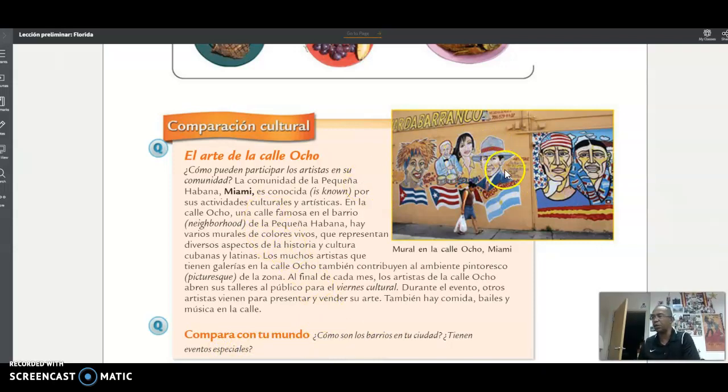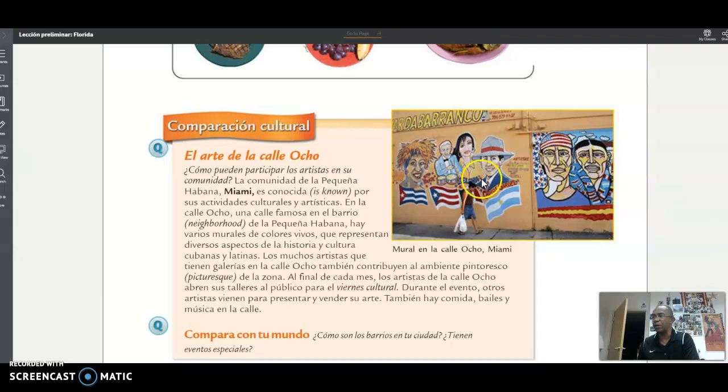So let's look at the picture. First of all, what you want to do is look at the pictures. What is it that you see here? Do you recognize any of these artists? You have Selena, Carlos Gardel, you have Celia Cruz, Tito Puente. These are celebrities, right? And you also have a flag. What kind of flag is that? Yes, that's an Argentinian flag. You have other things going on here, like the American flag in a bandana.